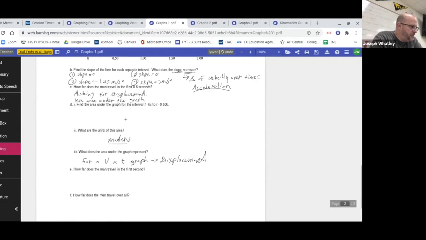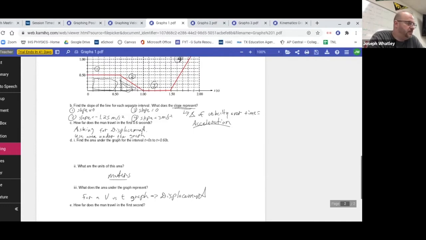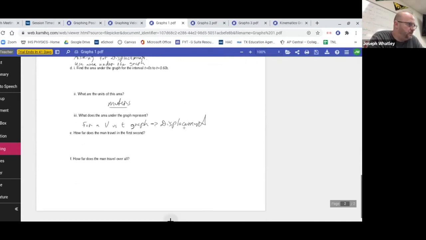How far does the man travel overall? Well, we've got the first 1 second. We know from 1 to 1.5 seconds, he didn't travel at all. He was standing still. And then from 1.5 seconds to 2 seconds, we have a nice pretty triangle that we can calculate the area of, and we would sum all those together. Okay, so it's basically doing the same exercise over and over.